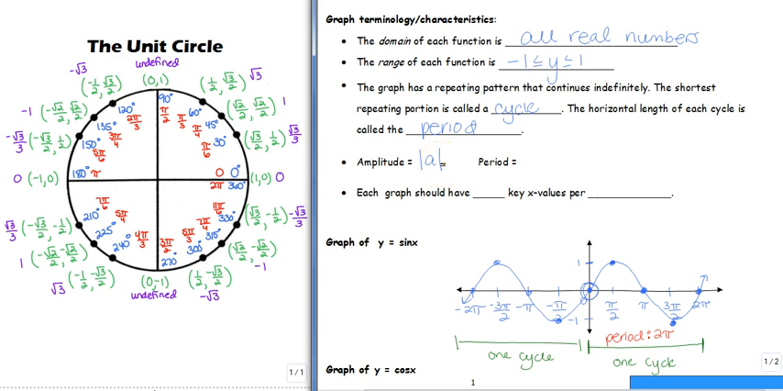And if you look back up, we have y equals A times the sine of bx. In this case, our A and our B are both 1. But the amplitude is always going to be the absolute value of A. The period, which we know in this case is 2 pi, but our formula to find period is 2 pi divided by the absolute value of B. Now each graph, as you graph it, should have 5 key x values per cycle or period.